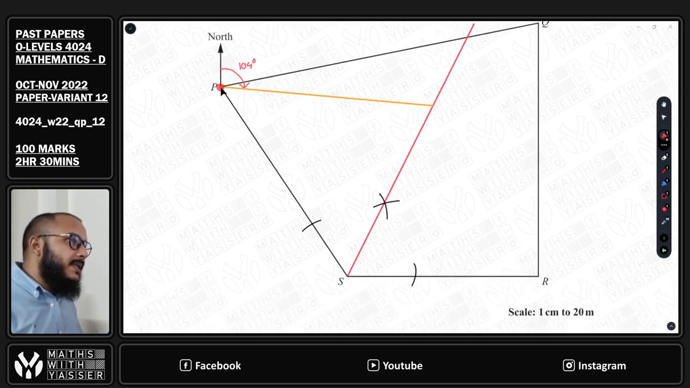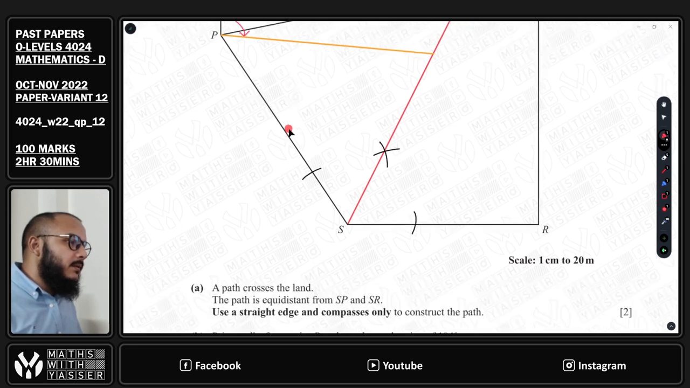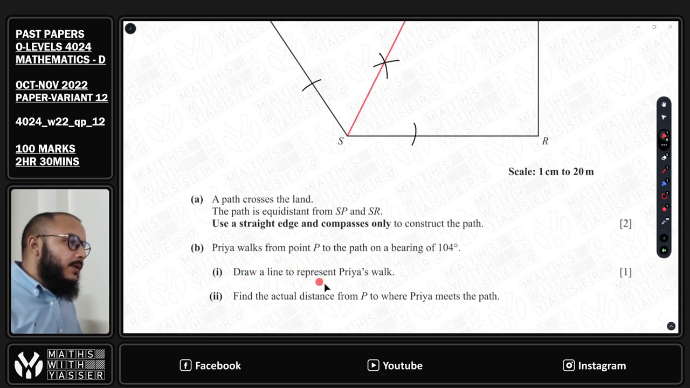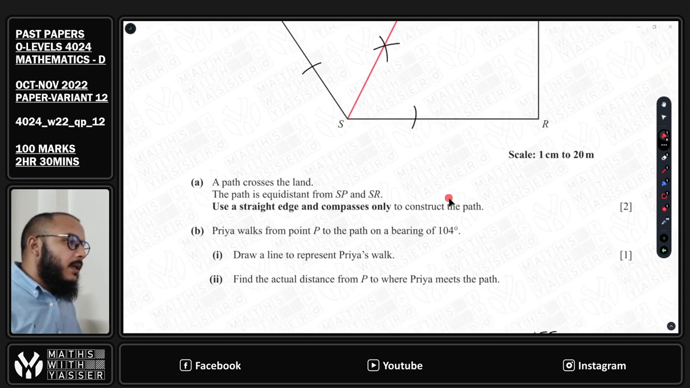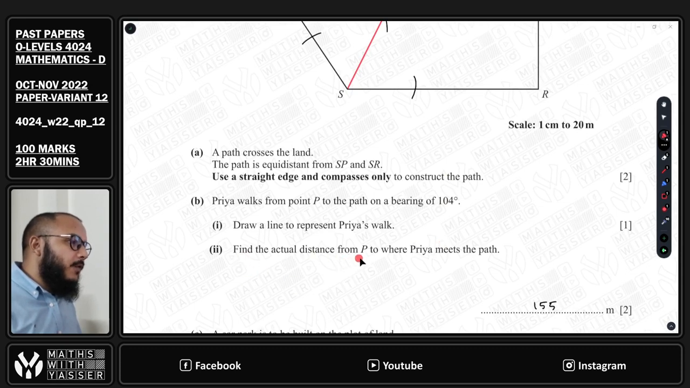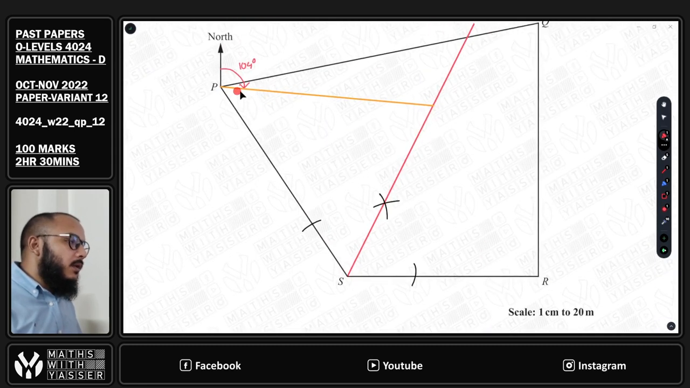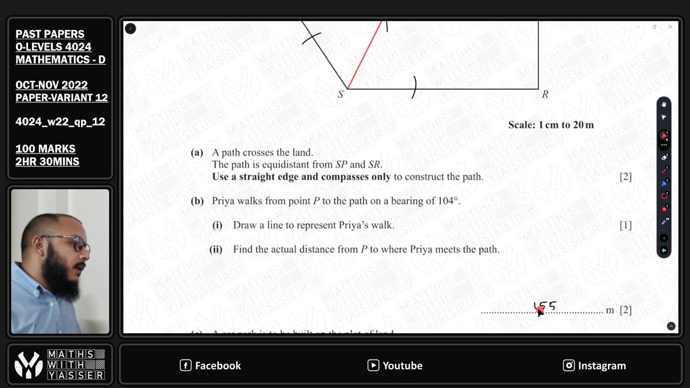So Priya is taking this route to reach the path, and she is walking on a bearing of 104 degrees. Draw a line to represent Priya's walk. This is the line they're asking for. And find the actual distance from P to where Priya meets the path. If you measure after constructing, you will end up getting something between 150 to 160 maybe meters. So for this, I stated the answer is 155 meters.